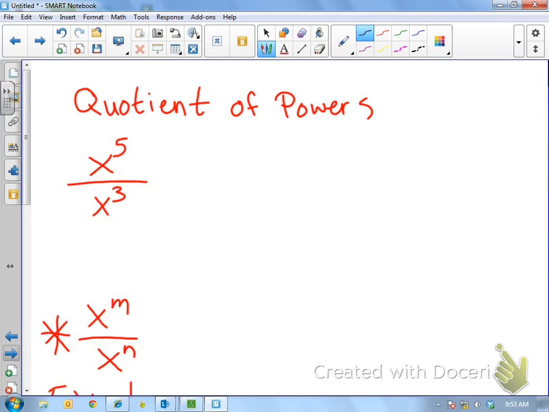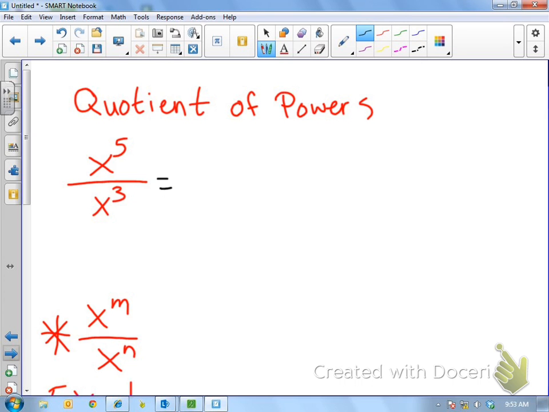So when we were multiplying, what did we do with the exponents? Add them. We added them. When we're dividing, we need to come up with a new rule. In order to come up with a rule, we need to do this the longer way first. We need to go old school and say, well, I know what x to the fifth means. What do I mean by x to the fifth?